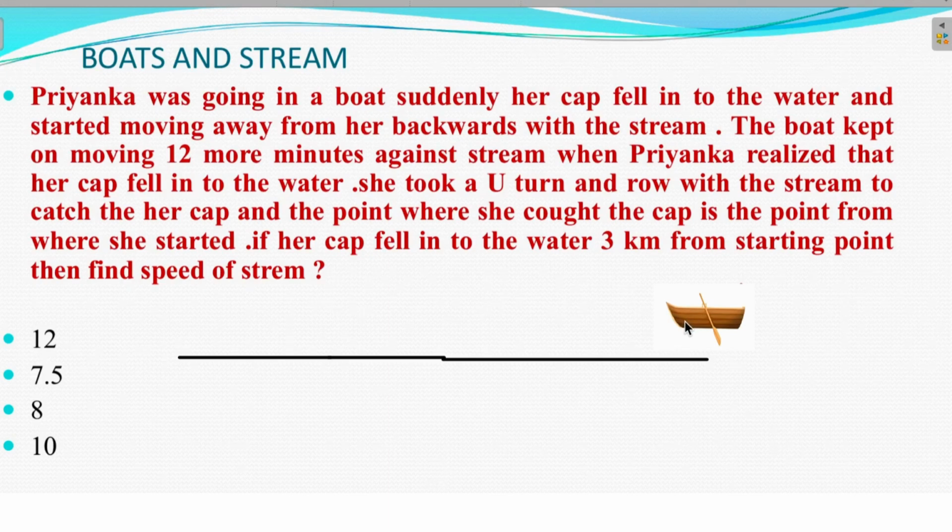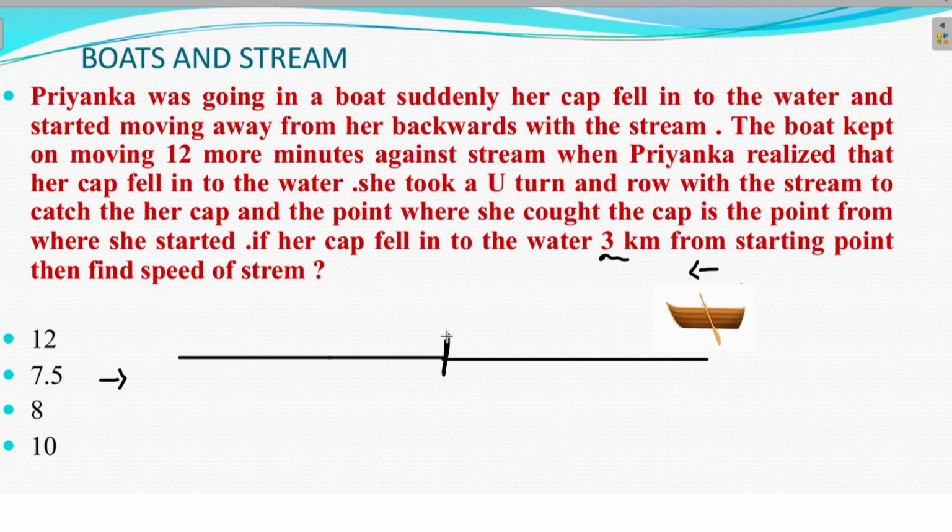Actually, according to the question, water is traveling in this direction. Water is traveling like this. The boat is traveling like this, which means the boat is now traveling upstream. Fine. So, according to the first statement they've given, I'm assuming boat speed, I don't know water speed, I'm assuming water speed will be W, boat speed will be B. From the first statement, Priyanka was going in a boat, suddenly her cap fell into the water, and her cap fell after 3 kilometers. So I'm assuming this is the point where her cap fell.